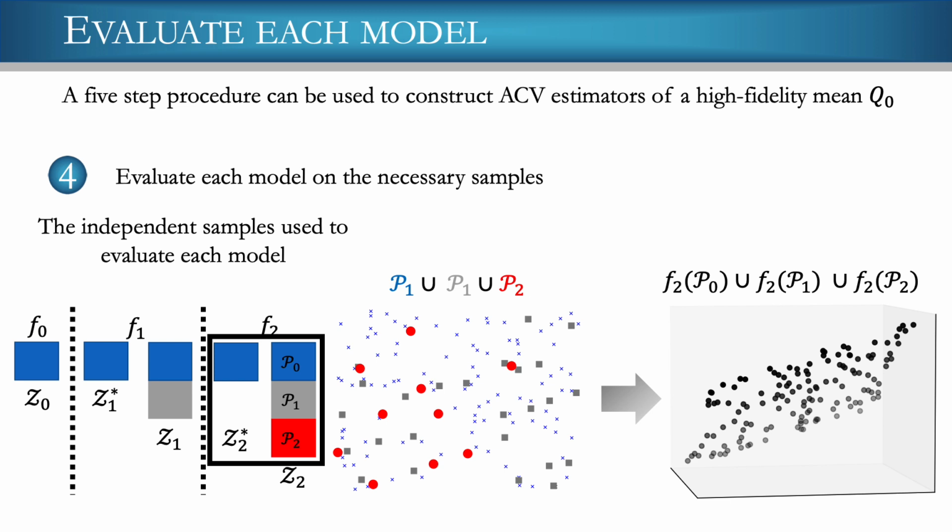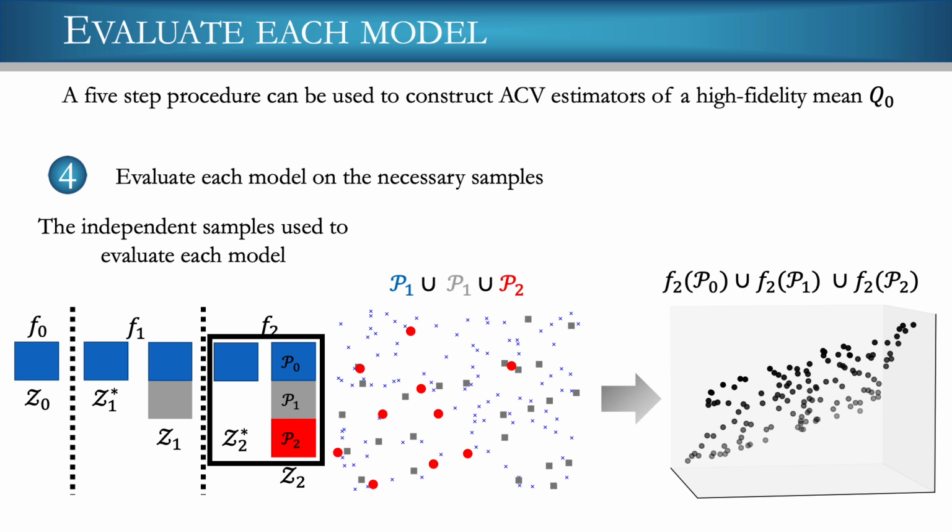The independence of sets is depicted by the bottom left figure. Different rows and colors represent different independent sets. The sets used to evaluate each model are listed in each column. For example, the lowest fidelity model F2 is evaluated at the sets P0 through P2, highlighted by the black box. An example realization of such sets is shown in the middle figure.